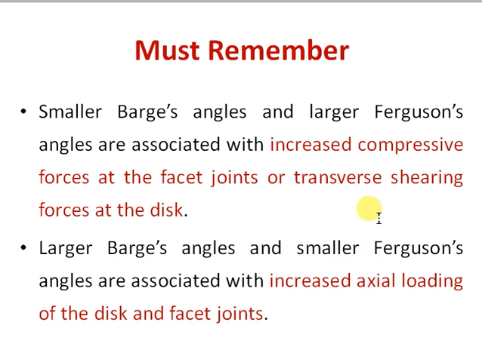So you must remember, a small Barges angle and larger Ferguson angle are associated with increased compressive forces at the facets or transverse shearing forces at the disc. Again I repeat, if there is compressive force on the facet, then there will be a smaller Barges angle and larger Ferguson angle. Whereas if a larger Barges angle and smaller Ferguson angle are present, then it is associated with increased axial loading of the disc and the facets. This is axial loading and this is compressive loading.